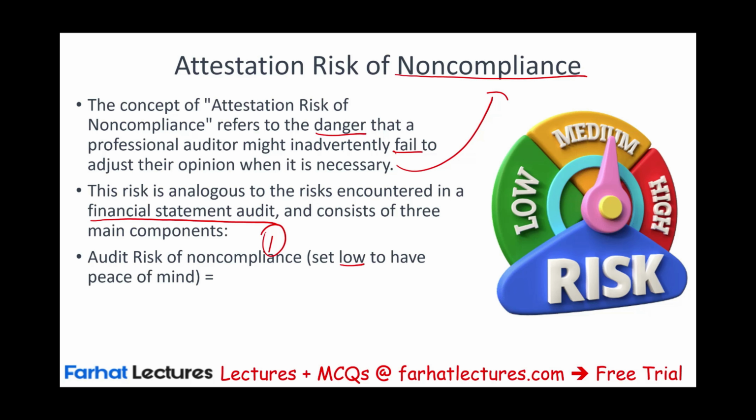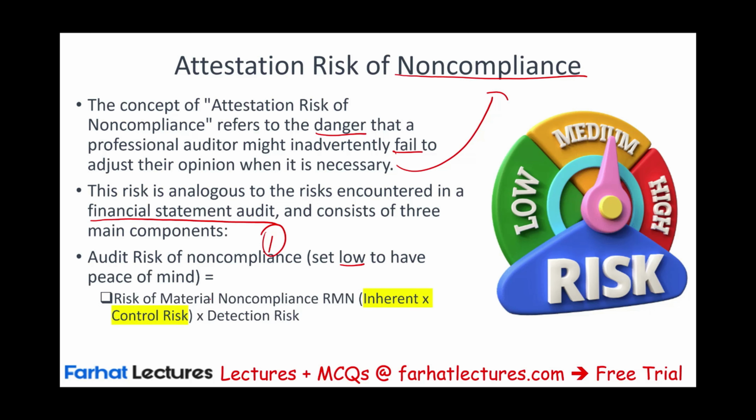So the audit risk of non-compliance equals the risk of material non-compliance. Hold on a second. This sounds like the risk of material misstatement, RMM. Well, since we are doing compliance, basically it's the same. We're going to call it the risk of material non-compliance, RMN, which is composed of inherent risk times control risk. Basically the same thing so far. Then we multiply this by detection risk. And detection risk is the risk that's controlled by the auditor. How much work do they want to do? Exact same thing in the audit risk model.